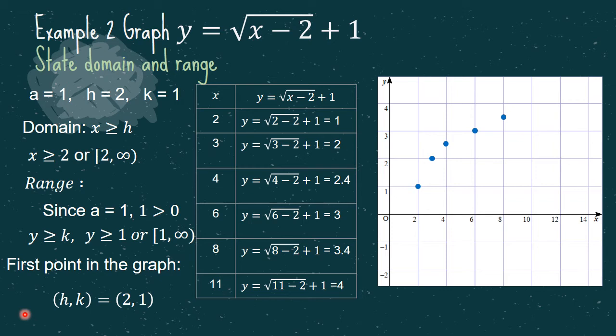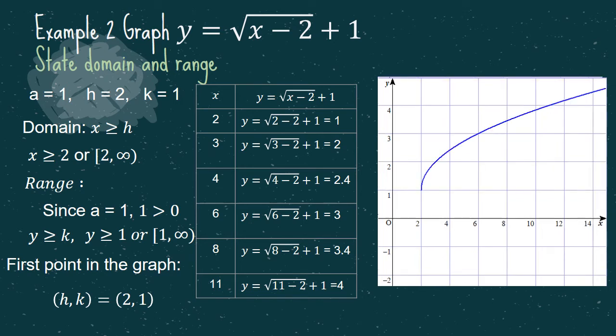Once I have all the points in here, remember that this point is the beginning, so you cannot extend the graph in this direction. So what you're doing here is to connect all these points and extend it in this direction to get the graph. So the graph looks like this.